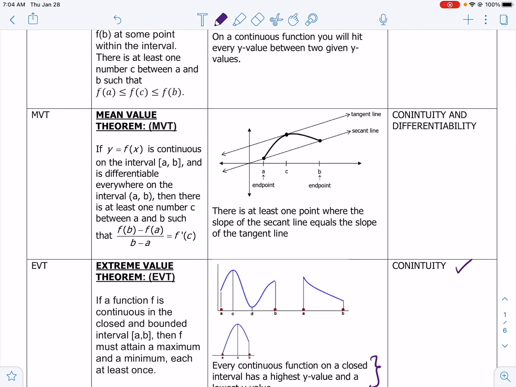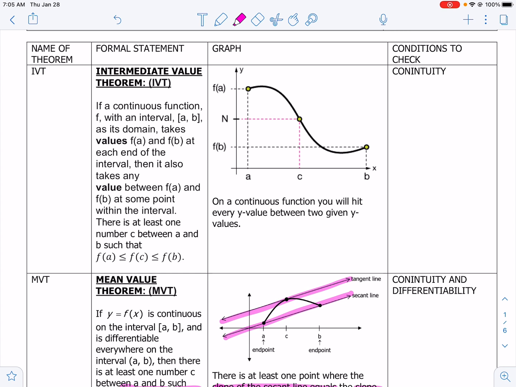Moving up back to your MVT, remember we learned that yesterday. This is where we're saying that there's at least one point where the slope of the secant line equals the slope of the tangent line. Remember, this is your secant line and this is your tangent line. It also indicates a point where the average rate of change is equal to the instantaneous rate of change. Remember, this is your average rate of change and this is your instantaneous rate of change. Conditions for this are continuity and differentiability. Remember, continuity is on the closed interval, and differentiability is on the open interval.